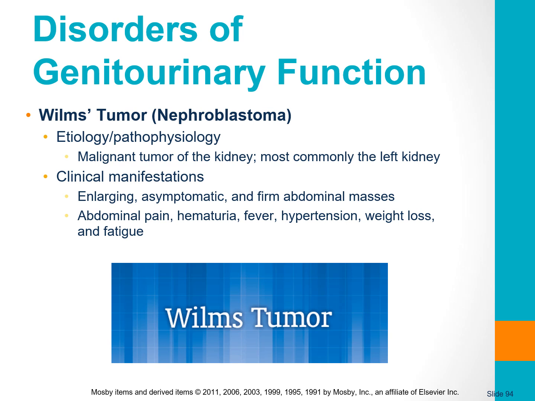Again, a malignant tumor, so it manifests itself with an enlarging asymptomatic but firm abdominal mass. Because it's asymptomatic and it's in the peritoneal cavity, it takes quite a long time to recognize it. It has to get very large before it's noticeable and causes abdominal pain, blood in the urine, fever, hypertension, weight loss, and fatigue. So it has to get pretty large before it shows obvious symptoms.